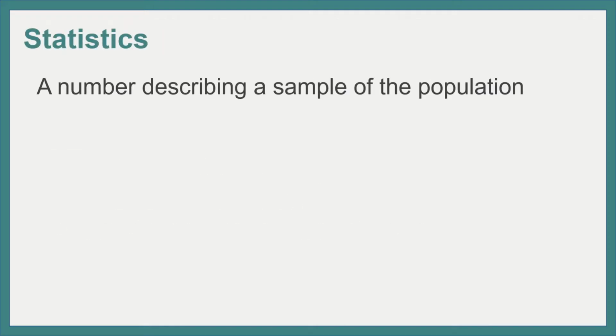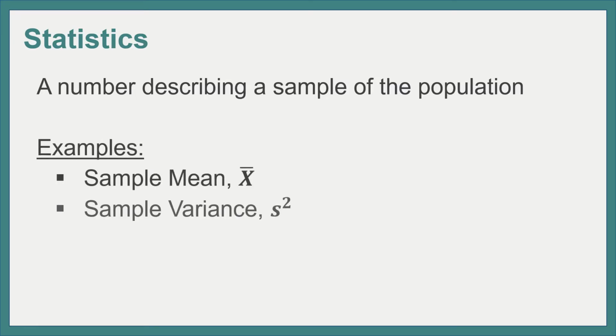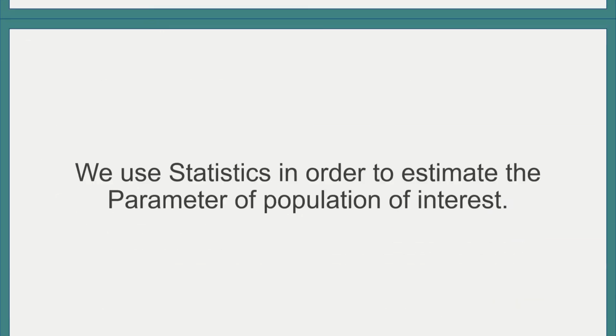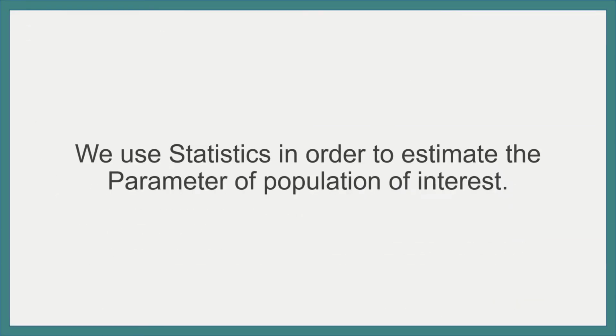When we describe a population based on a number coming from sample data, for example, the sample mean, sample variance, sample standard deviation, these values are what we call statistics. So we use statistics in order to estimate the parameter of the population of interest.